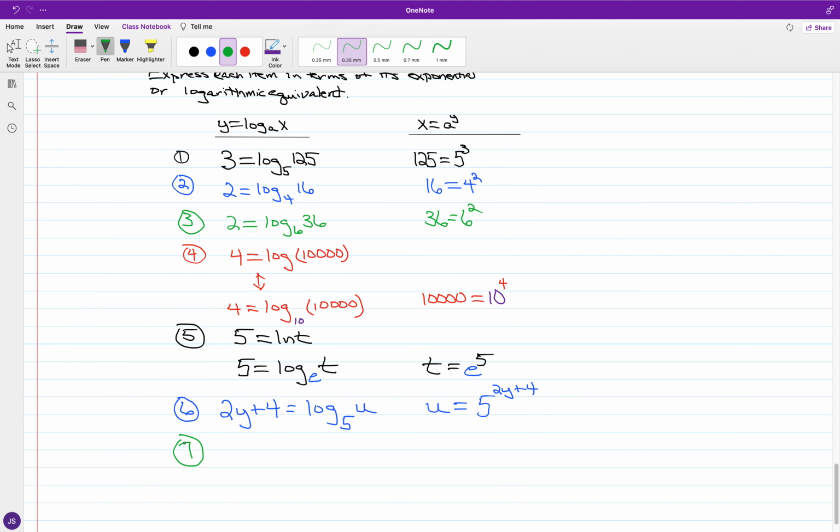Let's say you have 1 over 32 is equal to 2 to the negative 5. So you have the reciprocal of 2 to the 5th. So you got x at 1 over 32, a at 2, and y at negative 5. And rewriting, for y, we have negative 5 is equal to the base a logarithm, so a is at 2. So negative 5 is equal to the base 2 logarithm of x, which is 1 over 32.